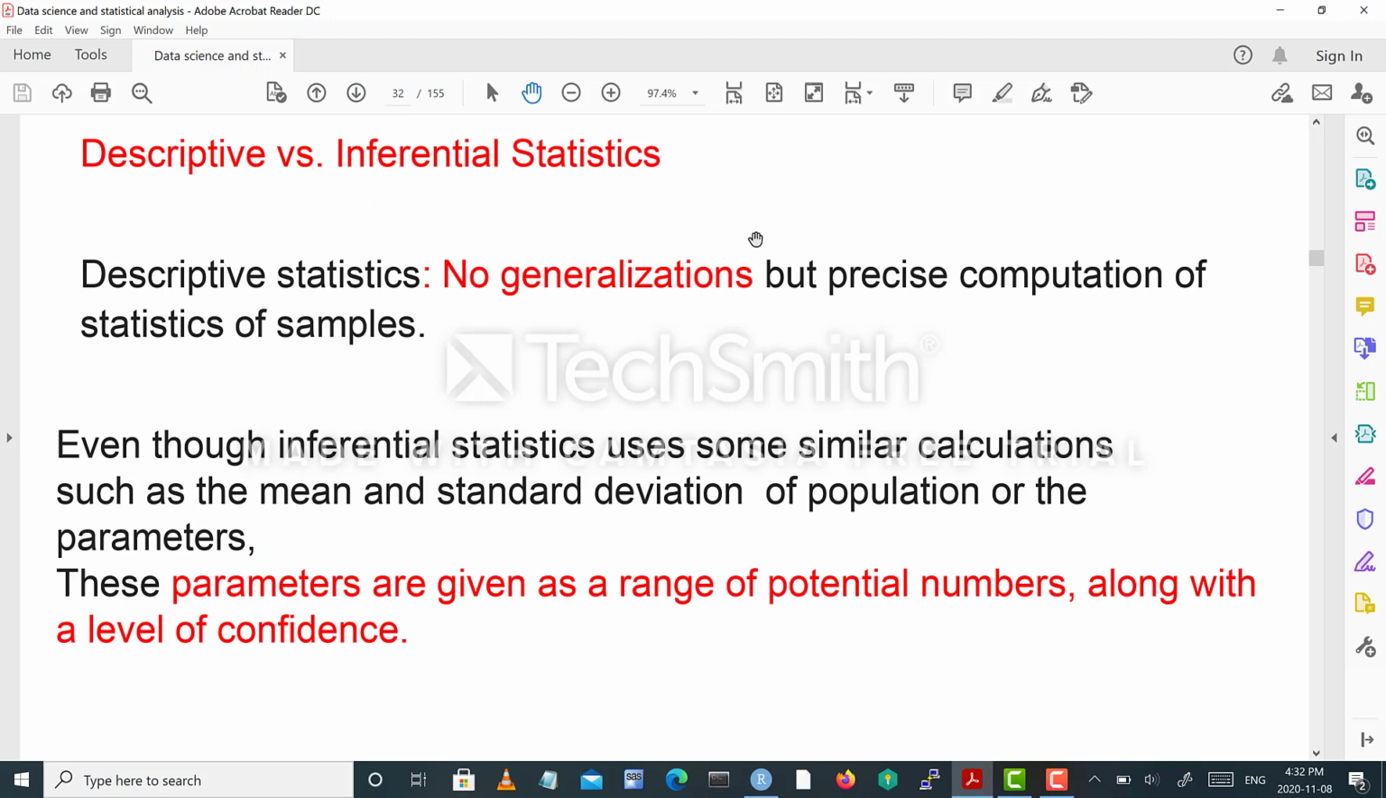Descriptive versus inferential statistics. Descriptive statistics: no generalization, but precise computation of statistics of samples. Even though inferential statistics uses some similar calculations, such as the mean and standard deviation of the population, or the parameters, these parameters are given as a range of potential numbers along with the level of confidence.